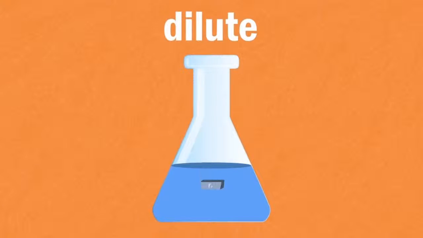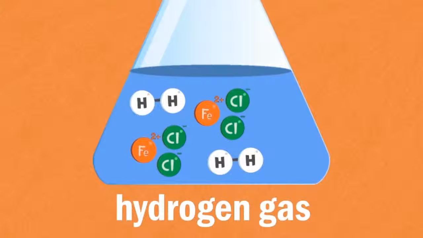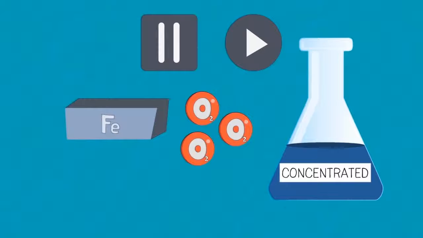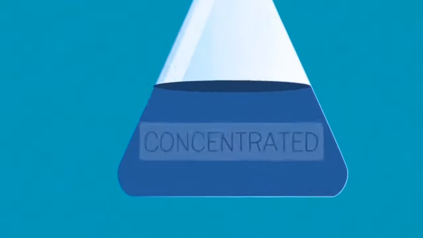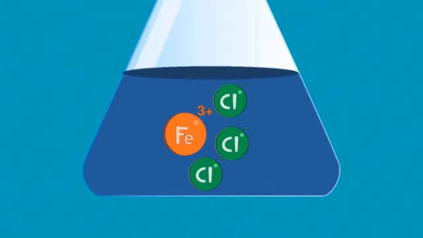In dilute concentrations they will produce aqueous iron salts and hydrogen gas. What do you think happens when iron reacts with concentrated acids, or if there is oxygen present? Pause, think and continue when you're ready. The correct answer is that the iron is oxidized from Fe2+ to Fe3+.